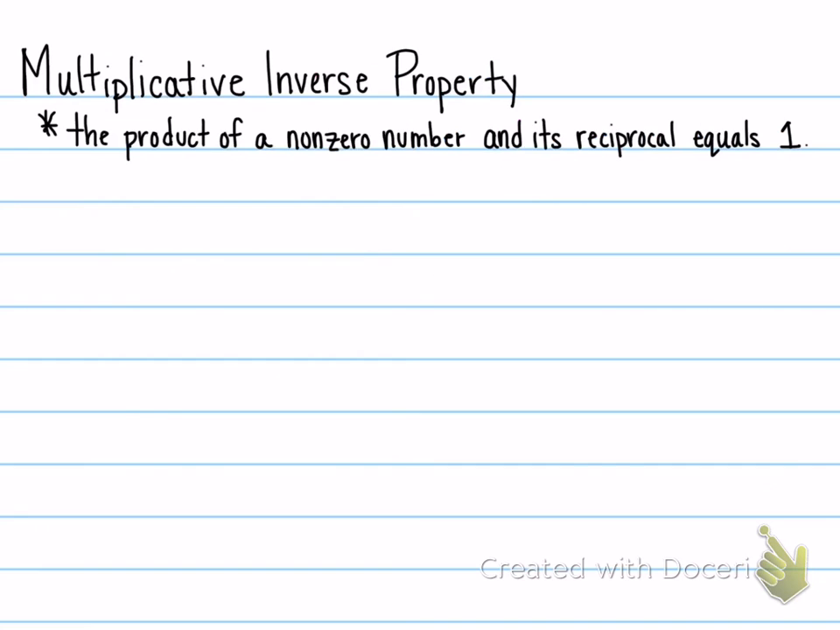In some situations, you're going to use the multiplicative inverse property. This property tells you that the product of a non-zero number and its reciprocal equals 1. Here's what I mean by that. If I take the fraction 2/3, and I multiply it by its reciprocal, it's going to equal 1.